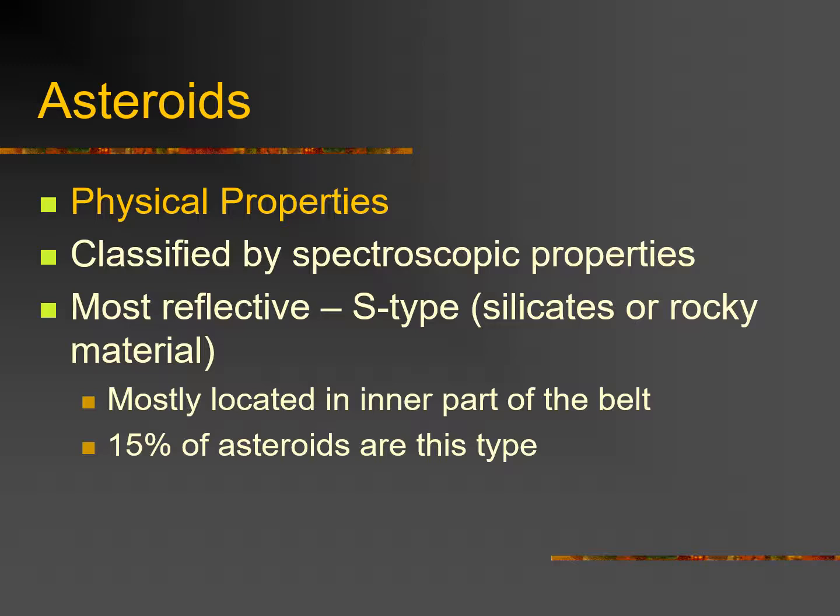The S-type asteroids are highly reflective and appear to be rocky and reddish in color. They may also contain silicates, which is sand. They are only located in the inner part of the asteroid belt or closest to the sun. They make up about 15% of all asteroids.